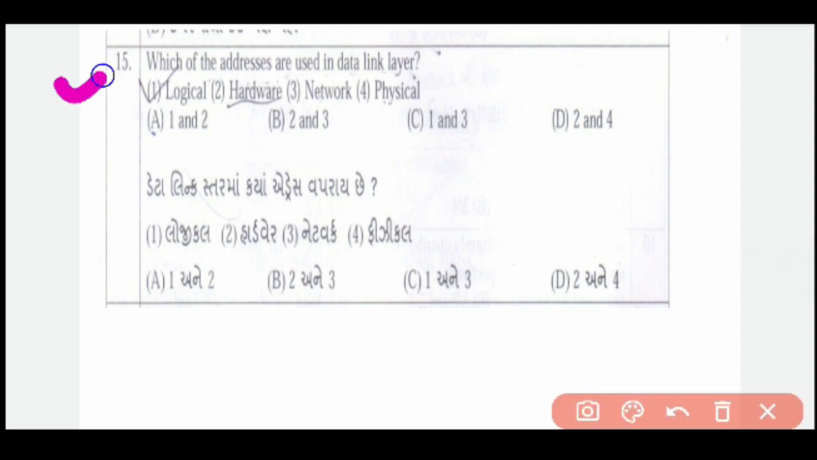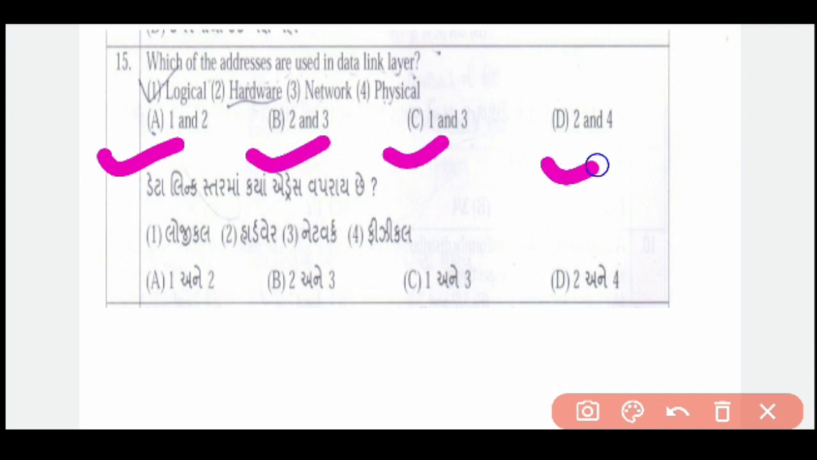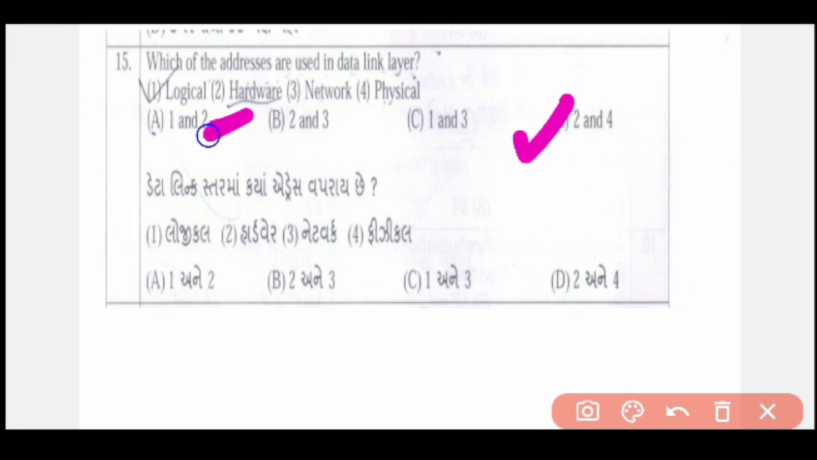Question number 15. Which of the addresses are used in the data link layer? 1, logical; 2, hardware; 3, network; 4, physical. Option A is 1 and 2, B is 2 and 3, C is 1 and 3, and option D is 2 and 4. Then the answer is 2 and 4, meaning hardware and physical.